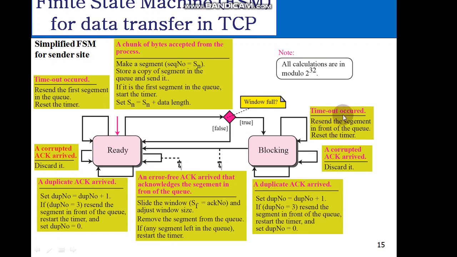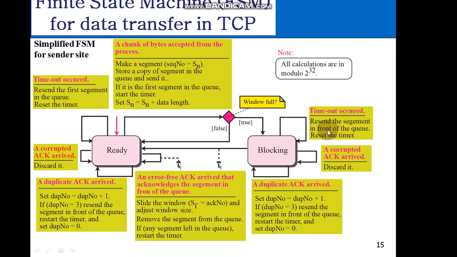If a timeout occurs, then it will resend the segment at the front of the queue and reset the timer. If a corrupted acknowledgement arrives, then discard it. And if a duplicate acknowledgement arrives, then again it will increase the duplicate number by 1, and once the duplicate number reaches 3, meaning the sender has received 3 duplicate acknowledgements, it will resend the same segment and restart the timer.